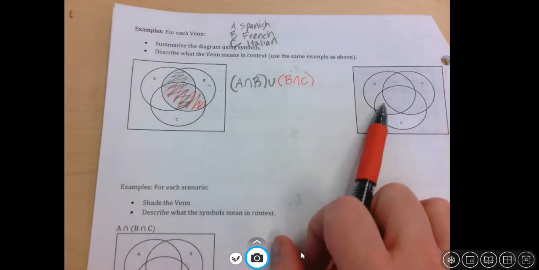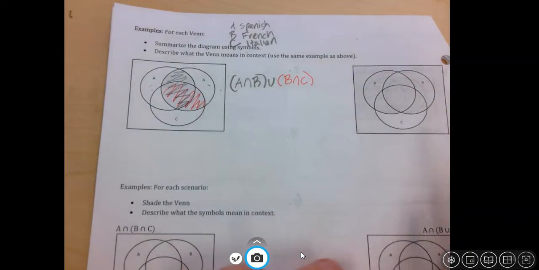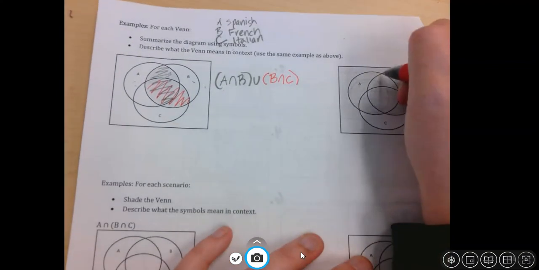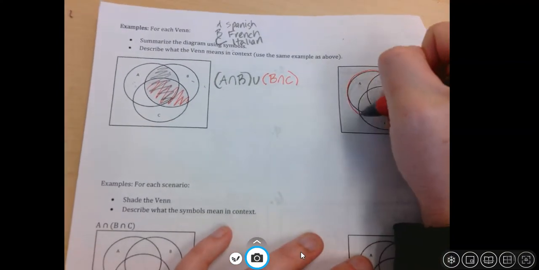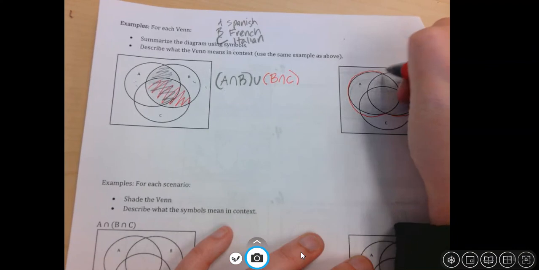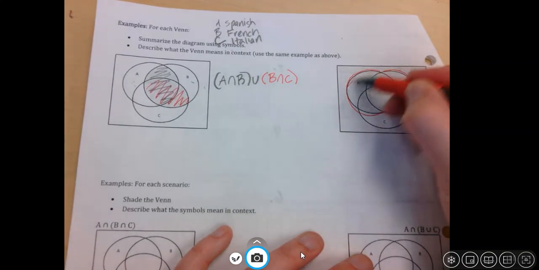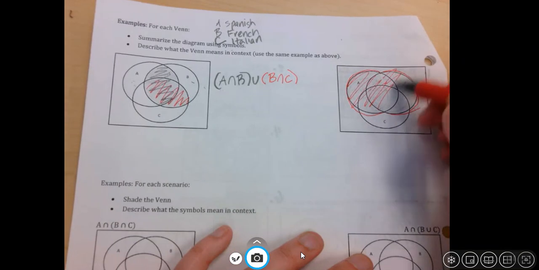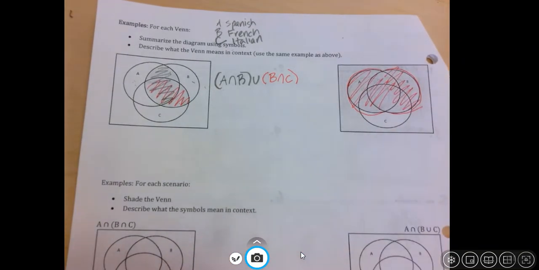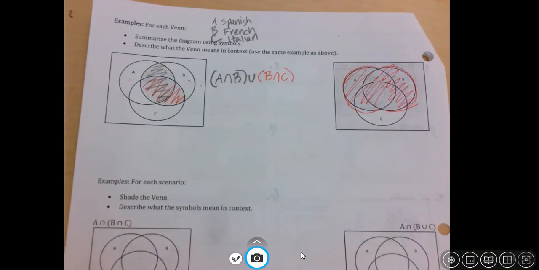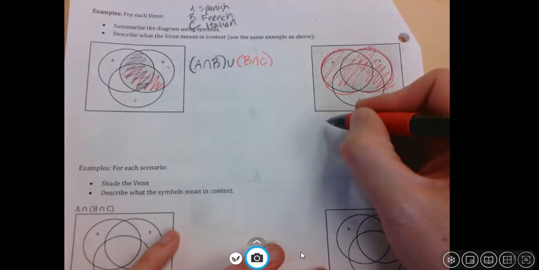Alright, let's look at the next one here. So we got this group here. What would you guys call that part in red? Is that a union or an intersection in red? Yep, it's a union because it's both. So I've got A union B.